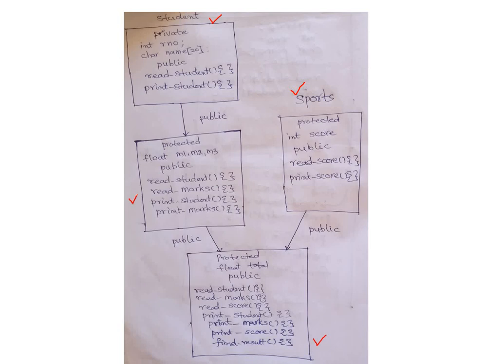Look here, when visibility mode is public, the public members of its base class become public members in derived class. So read student, print student become public members. Read student becomes public member in the marks class, and print student becomes public member in the marks class. Read student and print student also become public members in the marks class, because marks class is a derived class of the student class.